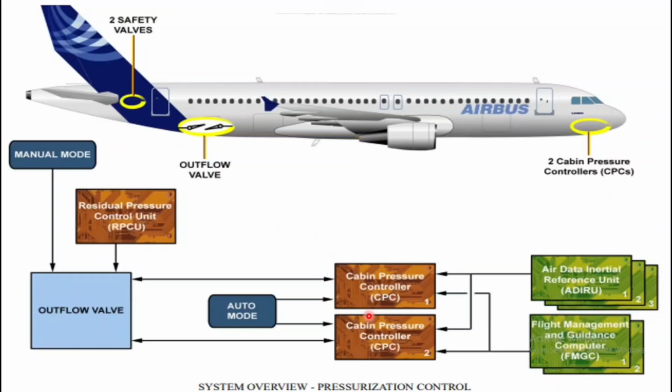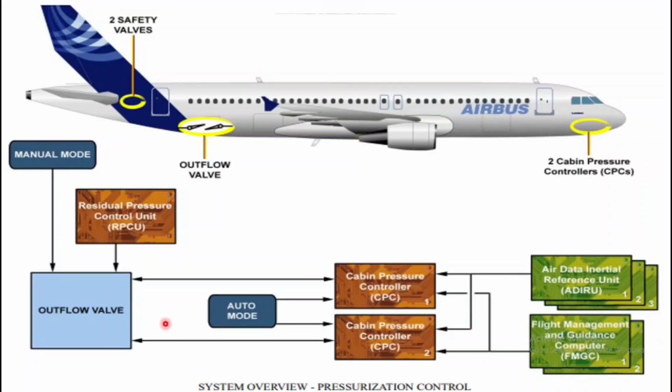So that's why it is written system 1 and system 2. One will work at a time, and the other will act as a backup system. In case of failure of one system, it will automatically switch to the other system. The system in command will alternate each flight. So every flight the CPC will change over from CPC1 to CPC2.